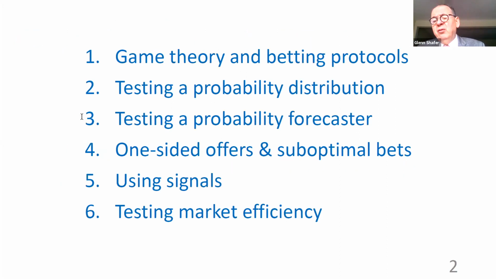So first I will make some general comments about game theory, explain how what we're doing here uses a very small part of game theory, but what it does use. Then I'll show how we use these ideas to test a probability, how we formalize in game theory the testing of a probability distribution, more generally the testing of a probability forecaster, how we introduce the idea of one-sided offers and suboptimal bets, how we use signals, and how we would test market efficiency.